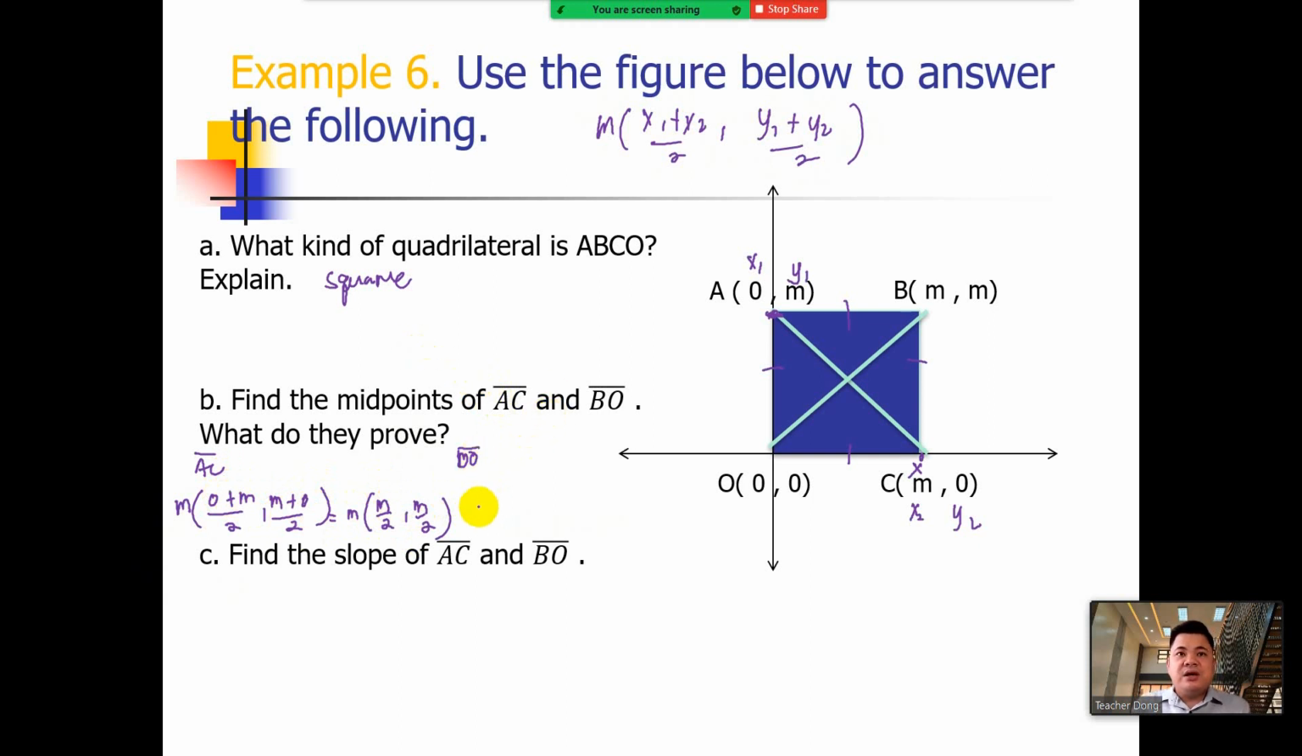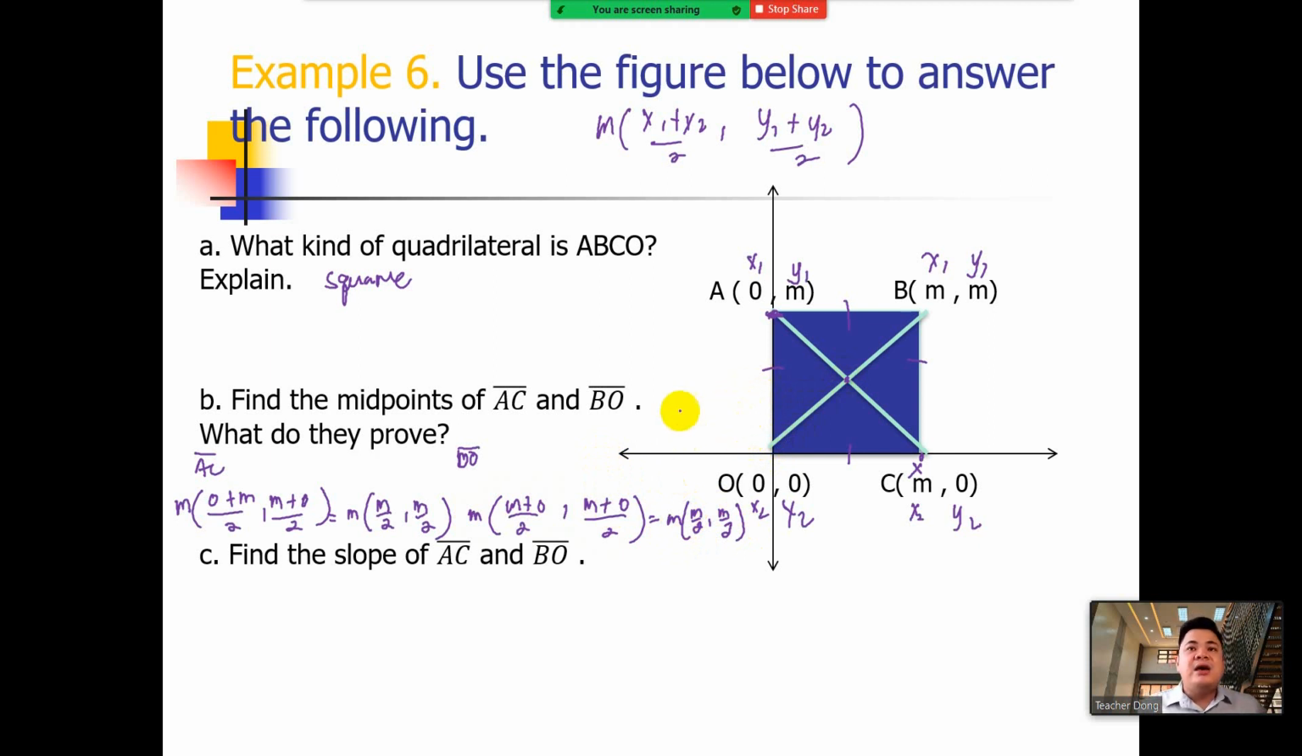Segment BO, okay? BO. So this is your x sub 1, y sub 1, x sub 2, y sub 2. And then your x sub 1 is m plus 0 for x sub 2 over 2. And then your y sub 1 is m, and then your y sub 2 is 0 over 2. As you can see, they are just the same. M plus 0 is m over 2, m over 2. Okay, so therefore, we have the same midpoint. So this is now the midpoint. It has coordinates of m over 2, m over 2.